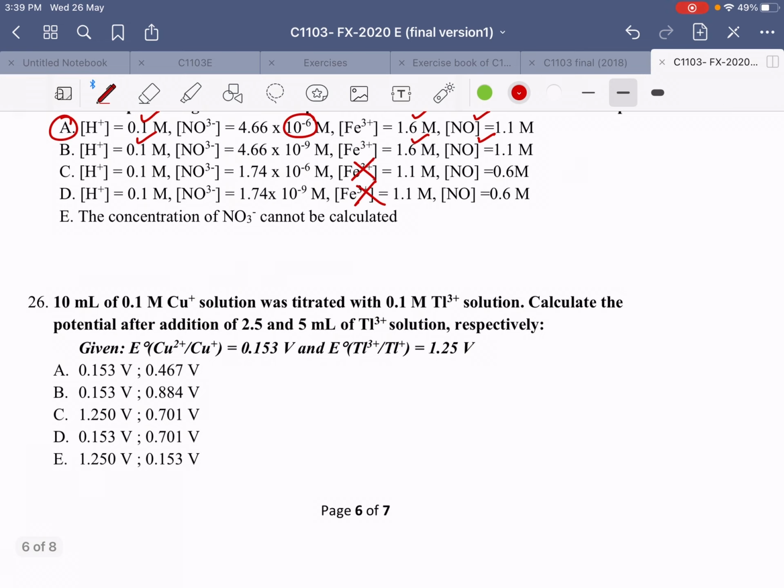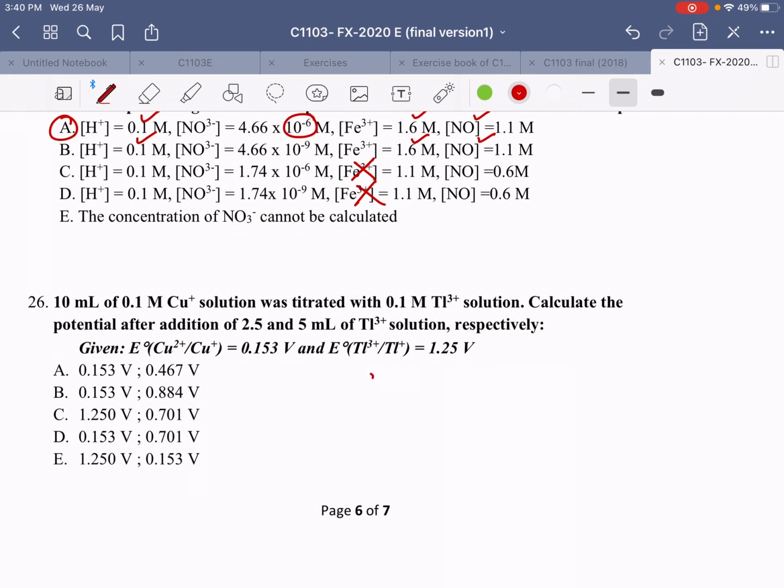Okay, number 26. Calculate the titration of copper 1, Cu+, with Tl3+. Calculate the potential after the addition of 2.5 and 5 milliliters of Tl+. First, I work in terms of X, I don't want to work in other terms, only X. To work in terms of X, I need to find V at equivalence.